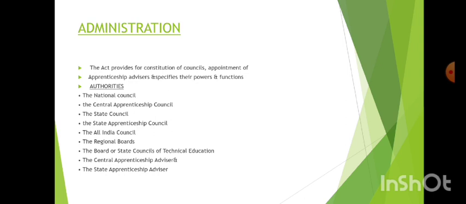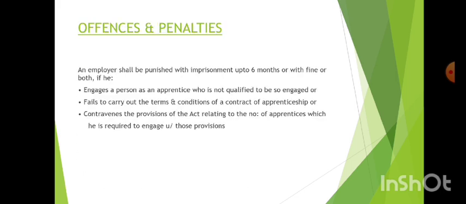And next one, administration. The Act provides for constitutions of councils, appointments of apprentice and apprenticeship advisors, and specifies their powers and functions. The Act establishes certain authorities such as the National Council, the Central Apprenticeship Council, State Apprenticeship Council, All India Council, Regional Boards, Board and State Council for Technical Education, Central Apprenticeship Advisor, and the State Apprenticeship Advisor. Coming to the next slide deals with offences and penalties.